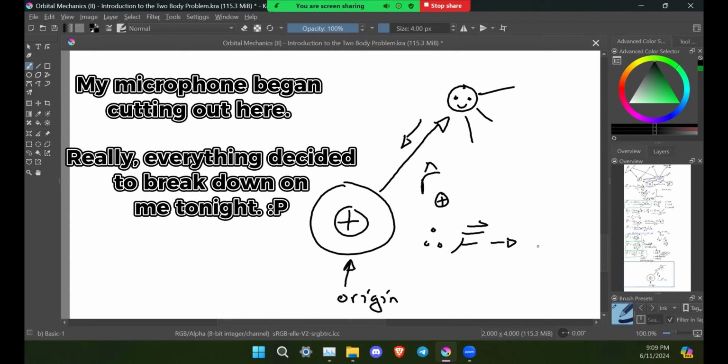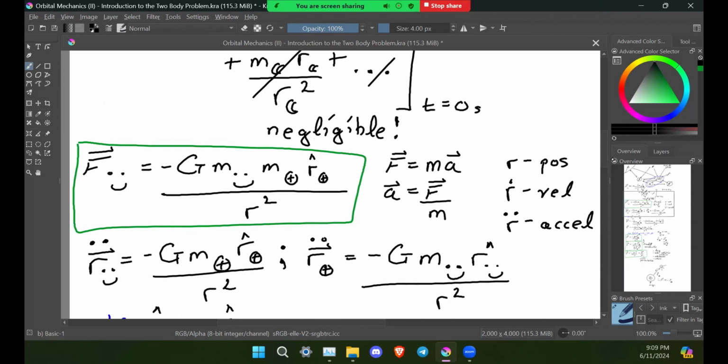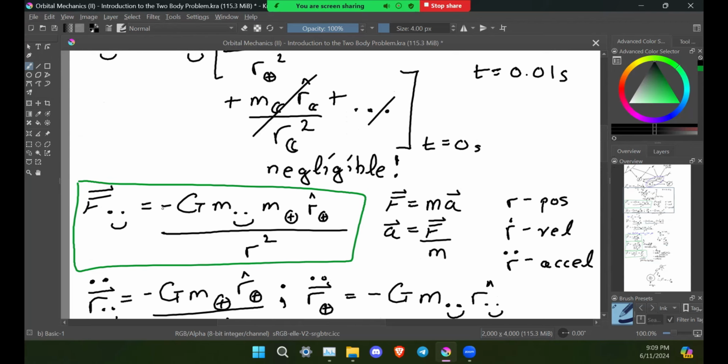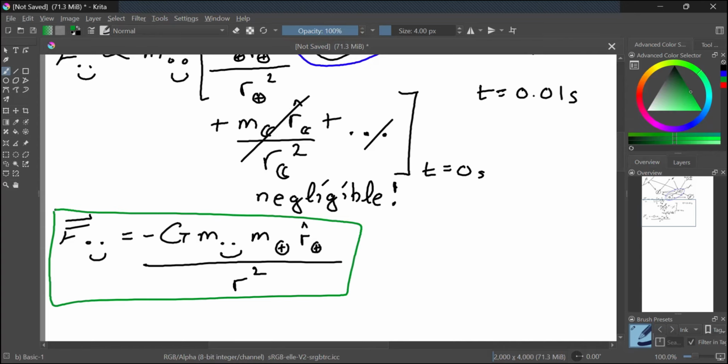Let's write that down. Operates in the minus Earth's direction. Keep that in mind. Again, here, that is why that is there. All right, I'm going to let you get back to it. There you go. And that is your force equation.